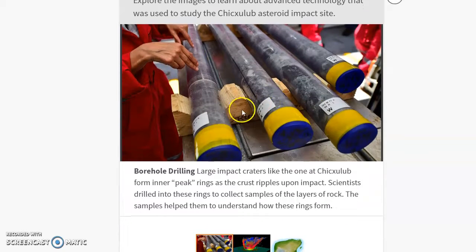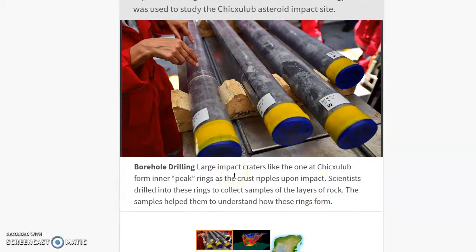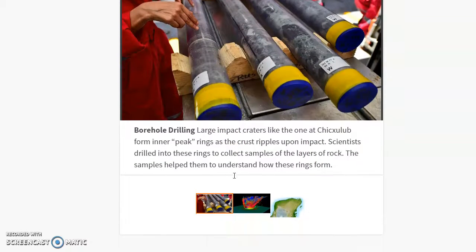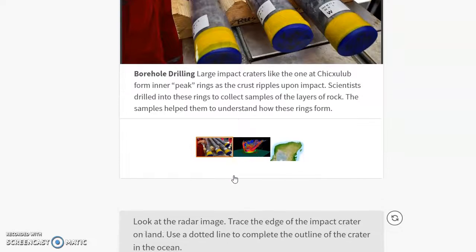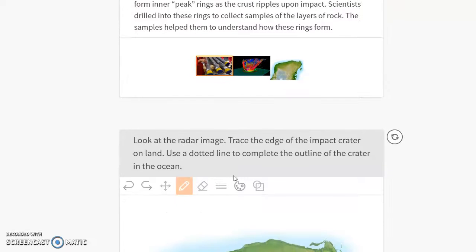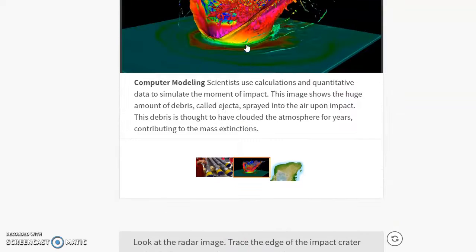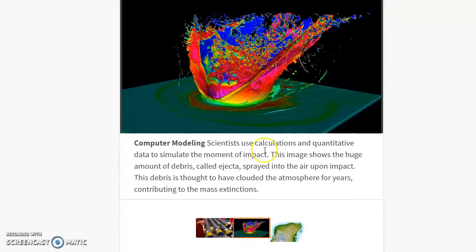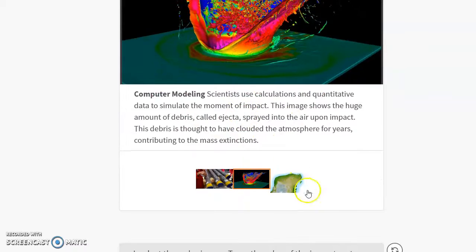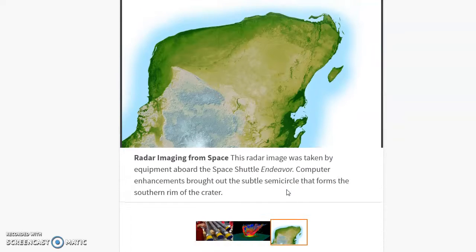This is some of the different technology that they used. So they had a drill to figure out the crust and actually collecting the different kinds of layers of rock. They also had this computer model to kind of figure out the ring and all the debris and where it went, and even imaging from space. So you can see the semicircle that formed this outer rim right here.